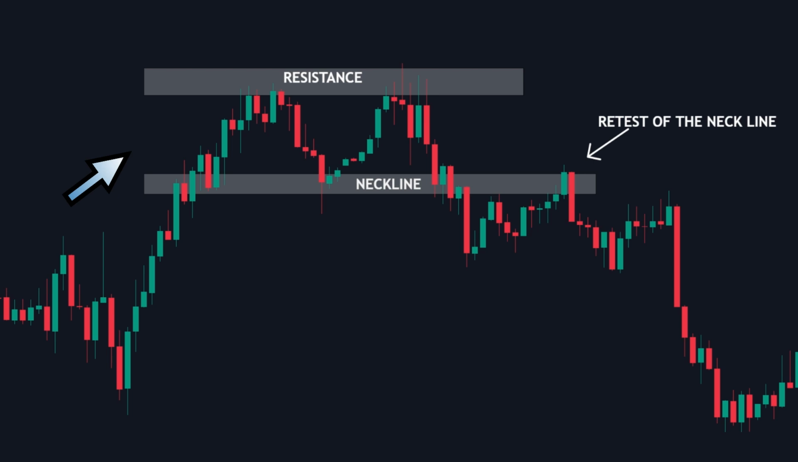2. First top. After that rally, price hits a peak. This is your first top. Buyers are still in control, but the momentum starts to slow down.